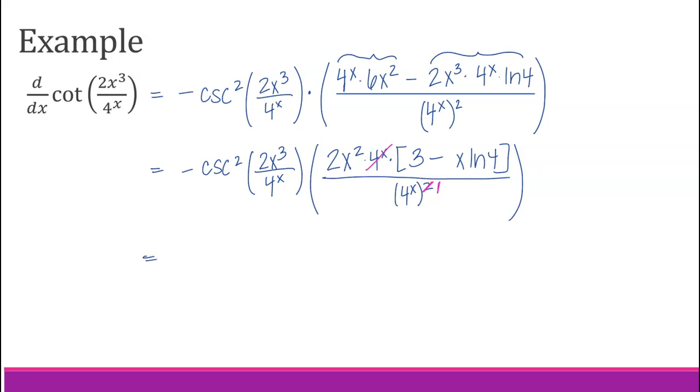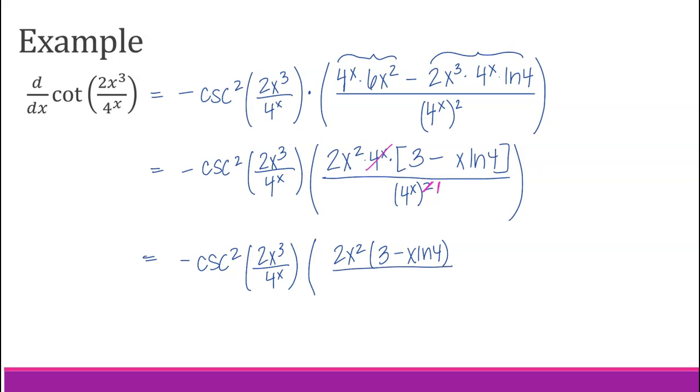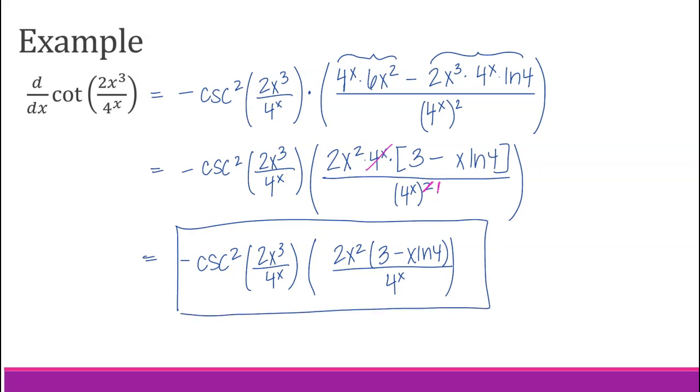And so I'm going to write negative cosecant squared 2x cubed over 4 to the x, and then times 2x squared times 3 minus x natural log of 4 all over 4 to the x. And that's really the best I can do there.